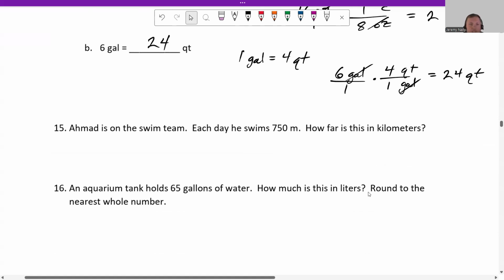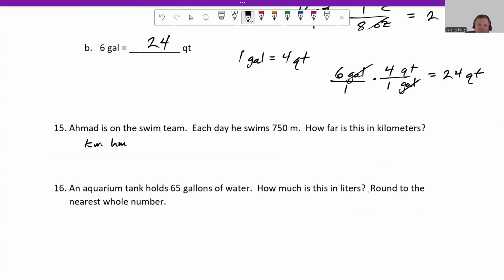Okay. Ahmed is on the swim team. Each day he swims 750 meters. How far is this in kilometers? So kilometers, hectometers, decameters, meters, decimeters, centimeters, millimeters, which you can get all of this off of that formula sheet.